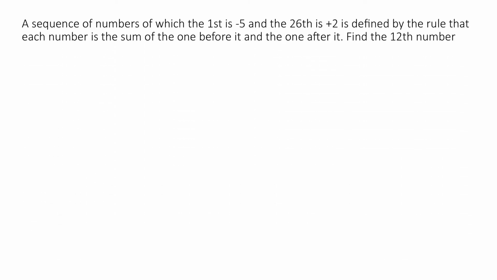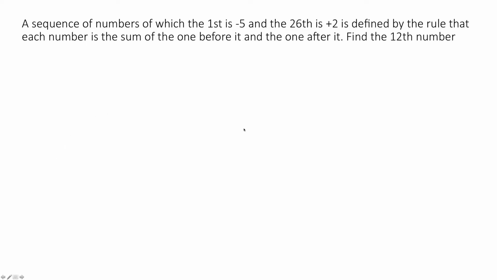Now, do you want to take another example of it? When to make an assumption, when you get stuck, how do you get stuck, and how to overcome it? Let's take another example. A sequence of numbers is given in which the first number is -5 and the 26th number is +2, and the sequence is defined by a rule: each number is the sum of the one before it and the one after it.